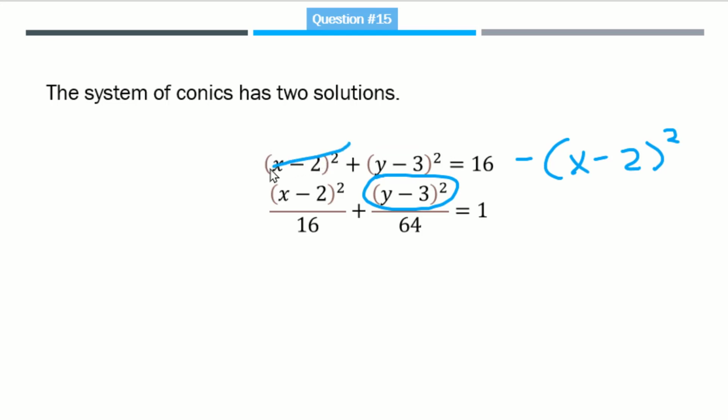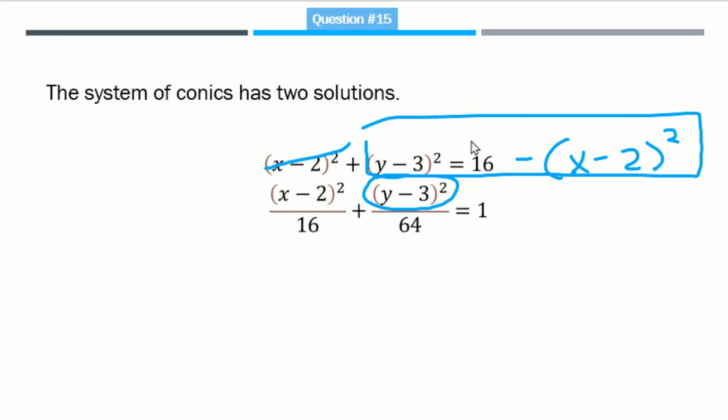So now that I've subtracted it from the left and from the right, I just have y minus 3 squared equals 16 minus x minus 2 squared. So I can substitute this in for y minus 3 squared. I'm going to substitute it in here.